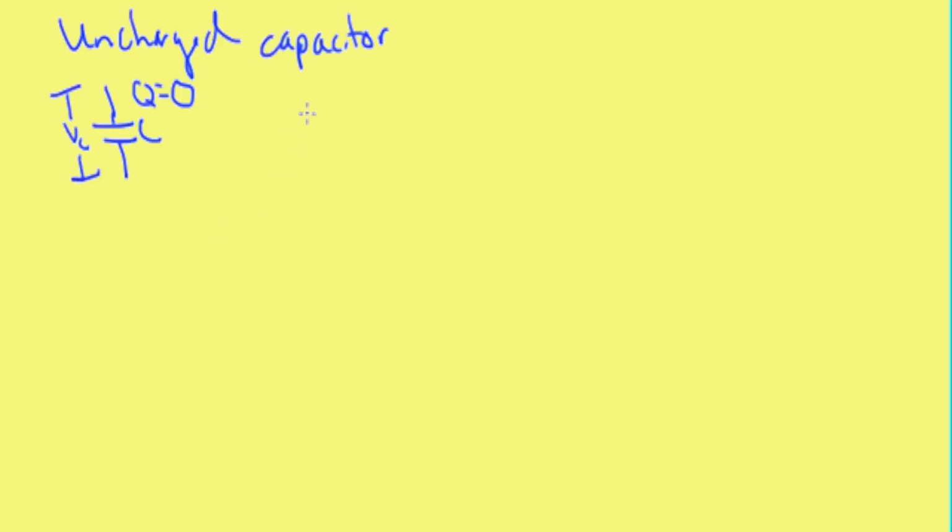So if we say that this is the charge at time equal to 0, now our charge is going to be a function of time. So our charge at time equal to 0 is 0. Then I'm going to let you pause the video for a second and think what the voltage across the capacitor will be at this time. So what's V of C at t equal to 0?